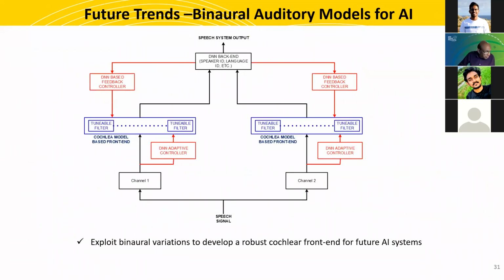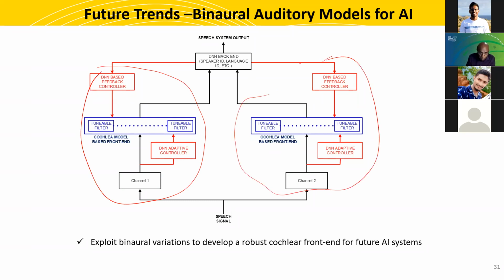So what's the future trend? The future trend would be, remember that we have got 2 years. So it's binaural. Once we have done one of them, for example, if we do channel 1, we have got this part working, we would have the second one implemented. And then we need to learn how the human is able to separate things and use that knowledge.